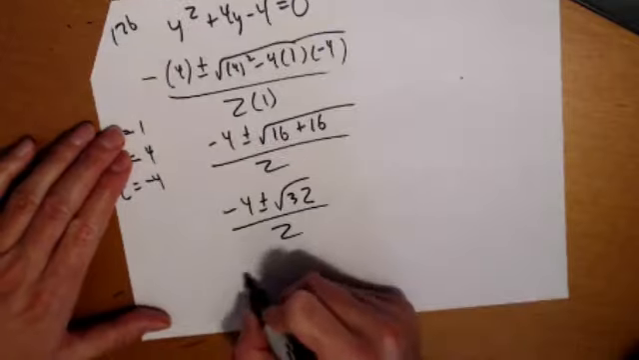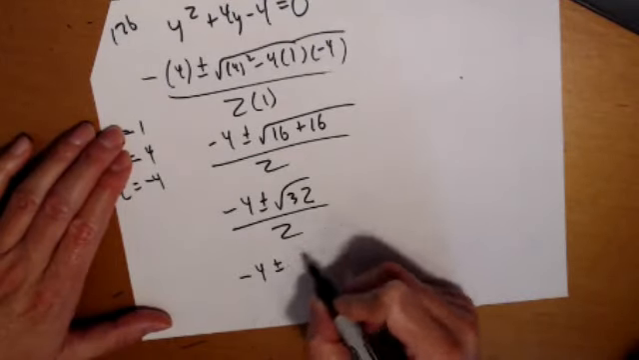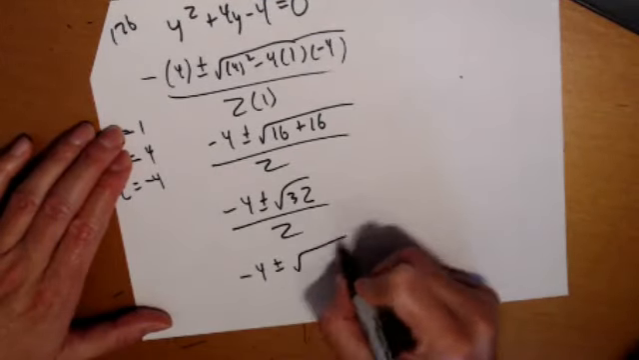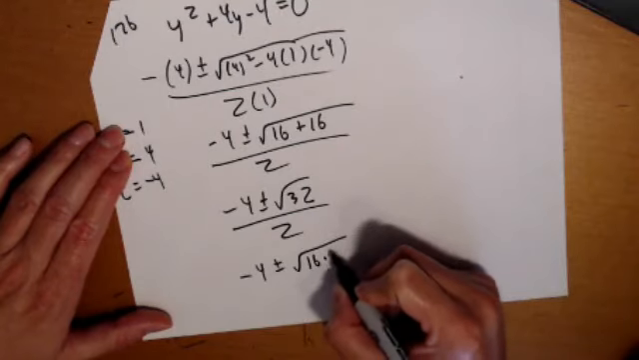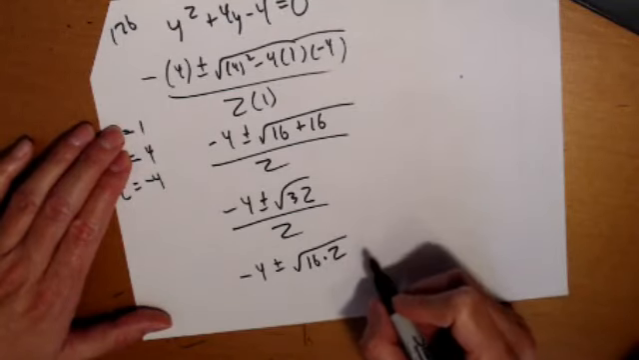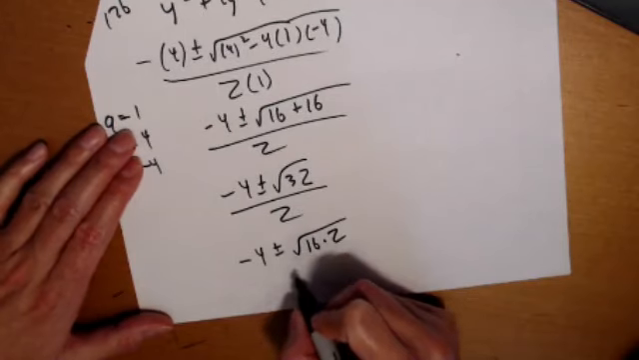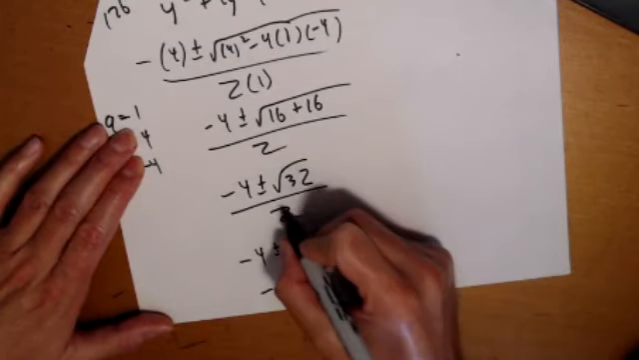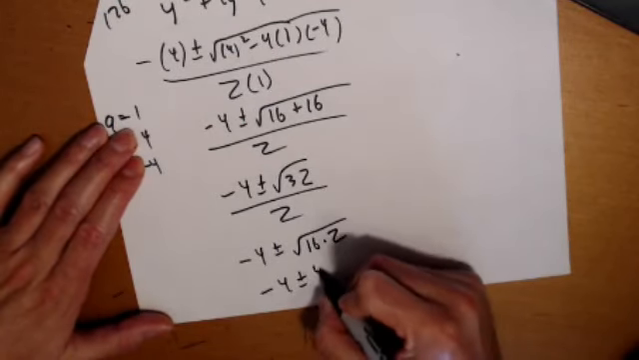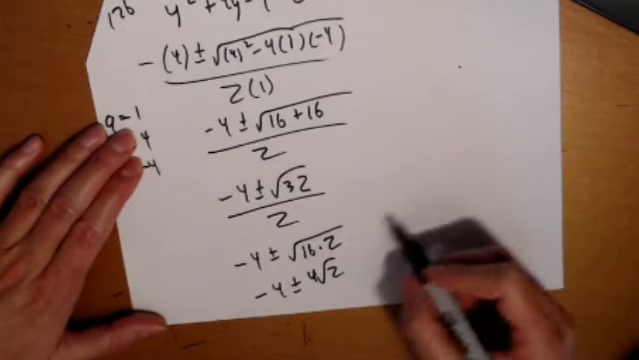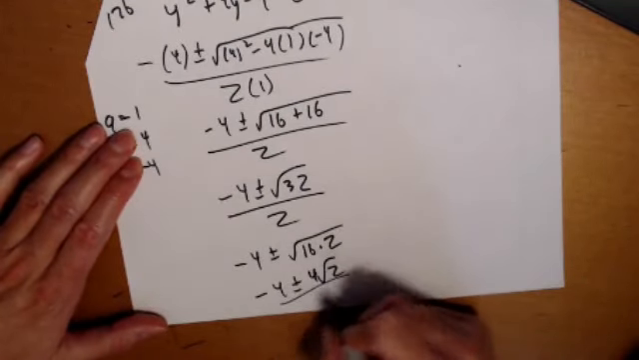I'm going to be fancy. So that's negative 4 plus or minus, I like to think of this as root 16 times 2, because 16 times 2 is 32. That's just going to be negative 4 plus or minus, I'm ignoring the denominator for a second, 4 root 2. That was all over 2.